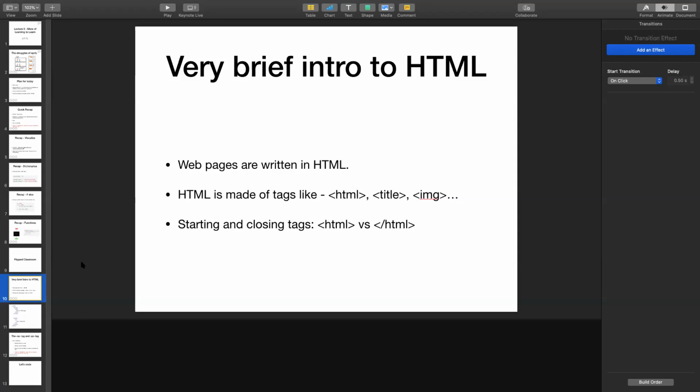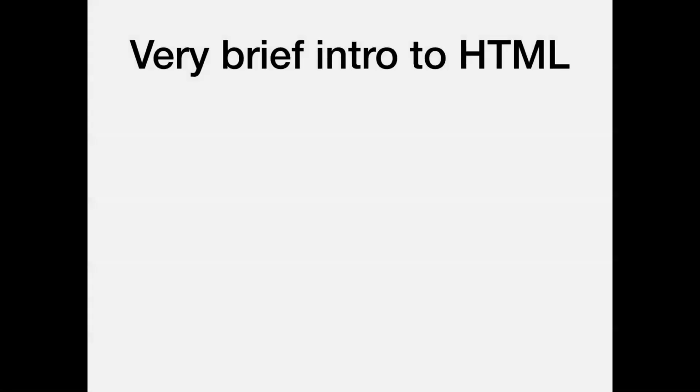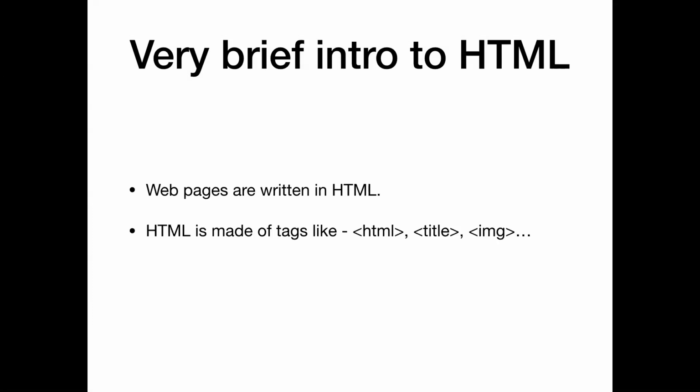So web pages are written in HTML. That's another language. We will not go into it too much, but to understand enough to scrape the internet, I'll give you a very brief introduction. HTML is made of tags like this. If it starts with the less than symbol and closes with the greater than symbol, it's called a tag. So html, title, img, these are all tags. You can think of them as Lego blocks that you put together, which allows you to create a web page. And the order in which you put them together defines how things look on your screen.